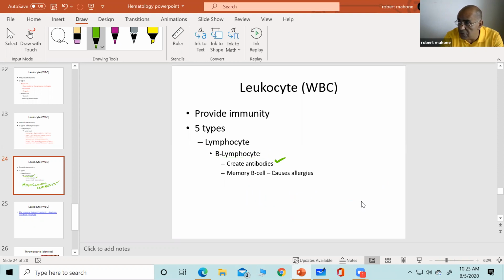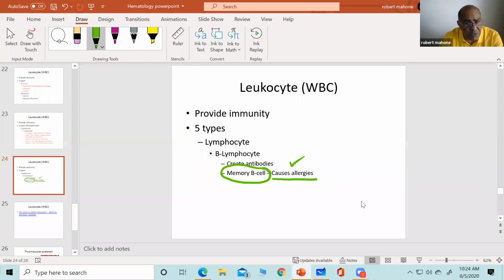But they also cause allergies. This is why you can't be allergic to something until you've been exposed at least once. You've got to have that thing in your body one time. On that first time, you're going to create this memory B cell right there. Once that's created, you'll be allergic to the thing from now on. That's the rule of allergies.